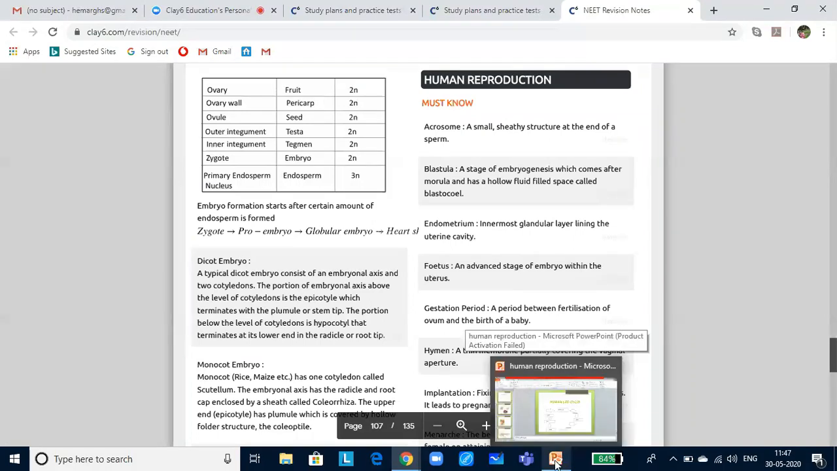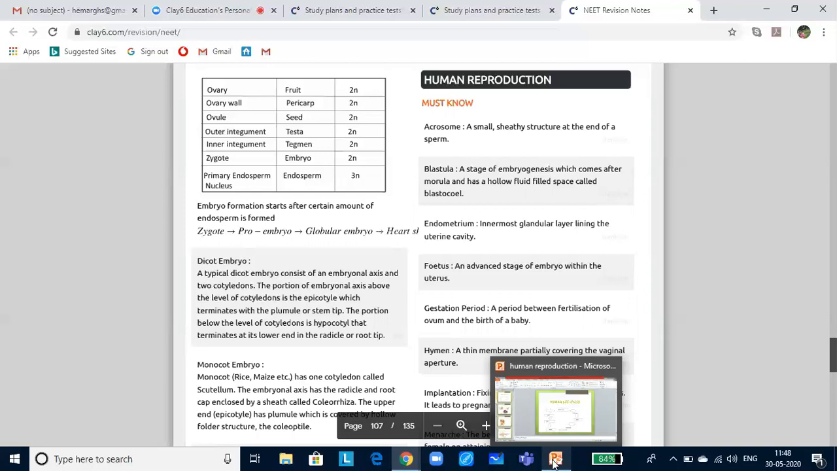Sexual reproduction is the reproduction that involves the fusion of male and female gametes. The male gametes are called sperms and the female gametes are called ovum. Sperms are produced in the testes and ovum is produced in the ovaries. Now, humans have 46 chromosomes as the diploid number, or the 2n number.